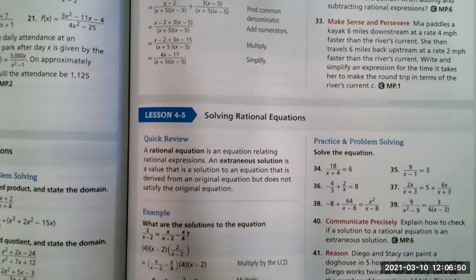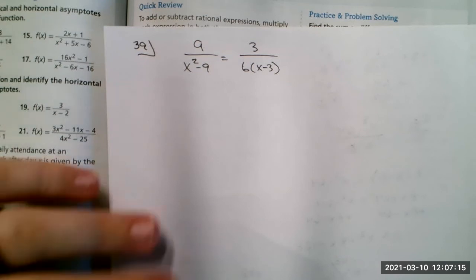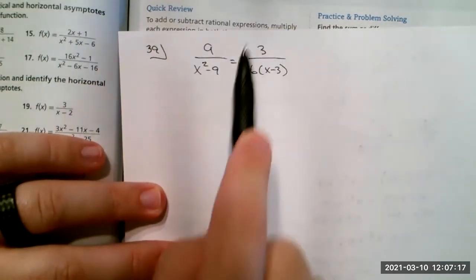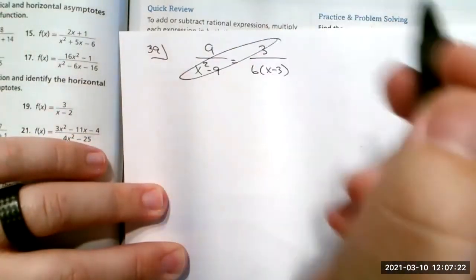We'll do 39. 39 is already set up as two separate fractions, right? One fraction on the left, one fraction on the right. So now I can just cross multiply. It doesn't matter which one you do first.